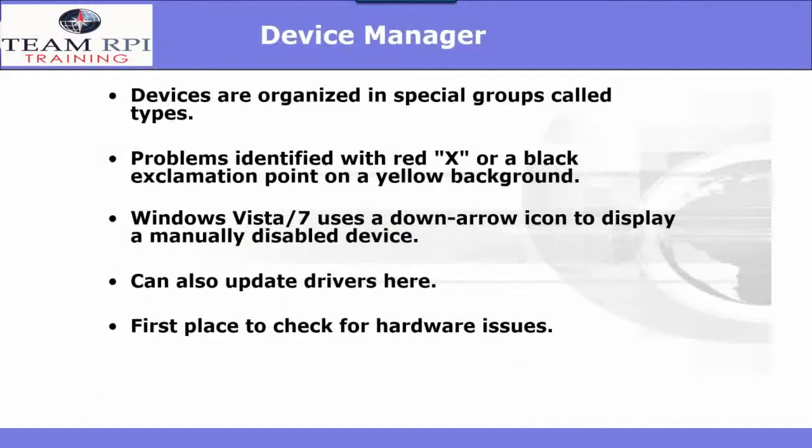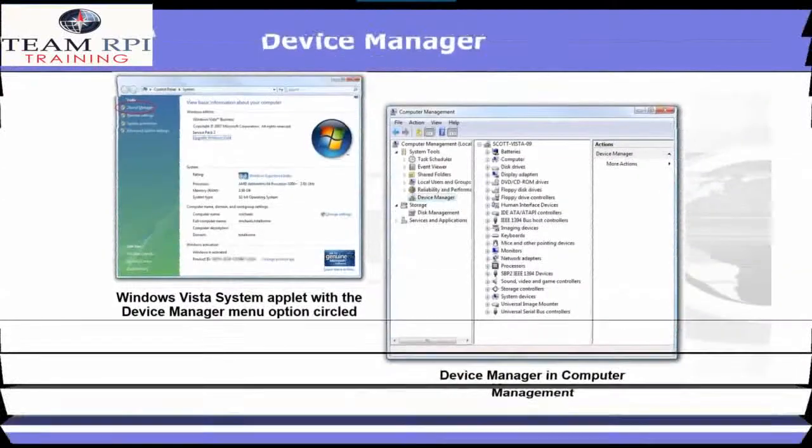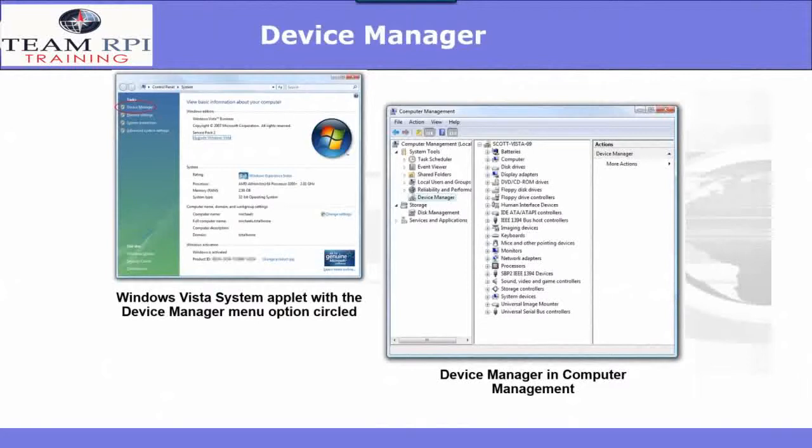Within the Device Manager, devices are organized in special groups called types. If you see an X or a black exclamation point on a yellow background, it's indicative that that piece of hardware has a problem. If you notice a down arrow icon, it means the device was manually disabled. You can also use the Device Manager to update individual drivers. This typically is going to be the first place you go to check for hardware issues. Here's a look at the Device Manager.